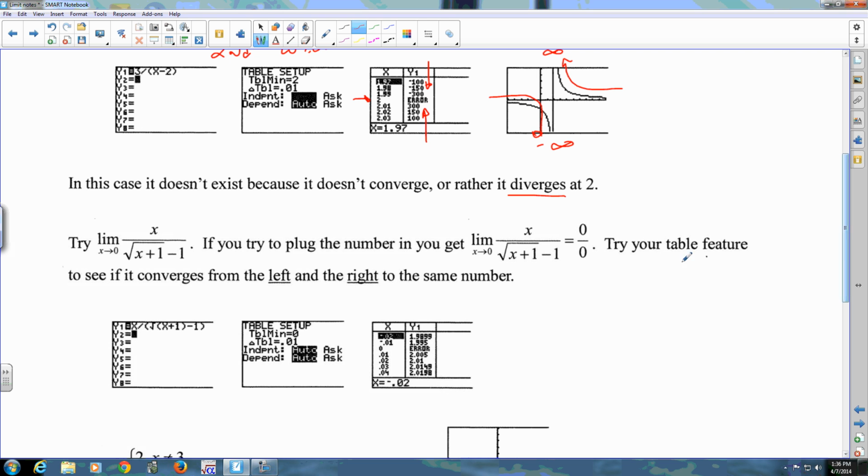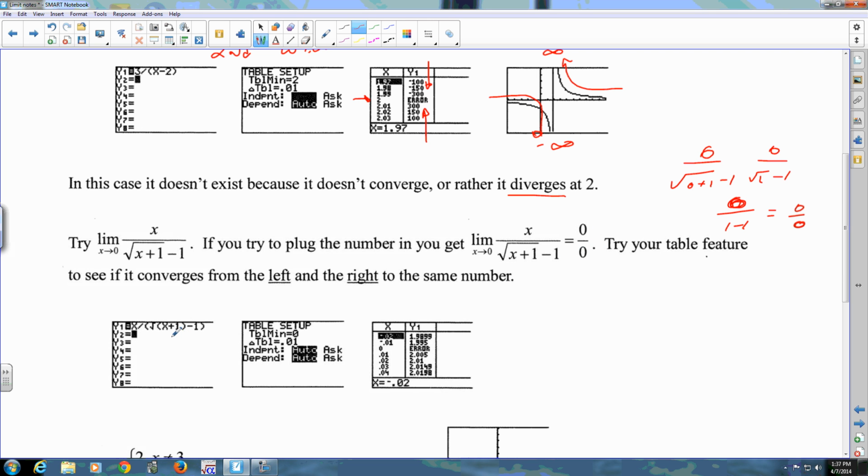Okay, try this one. What's the limit as x goes to 0? So try filling in a 0. All right. So you get 0 over the square root of 0 plus 1 minus 1. So that's 0 over the square root of 1 minus 1, which is 0 over 1 minus 1, which is 0 over 0. Whenever you guys get 0 over 0, it's called an indeterminate form. It doesn't tell you anything. It's not determinate. It's indeterminate.